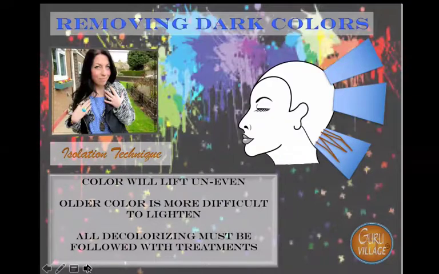The fresher the color, the easier it is to lighten. So finding out how long ago they had their color service will make a huge difference in how you formulate your color. Remember that all decolorizing must be followed with treatments. Absolutely. When I'm decolorizing the hair, I am breaking down the structure of the hair. Yes, I am breaking down artificial pigment, but I'm also breaking down the structure of the hair. So it is essential that I follow all those processes with treatments.